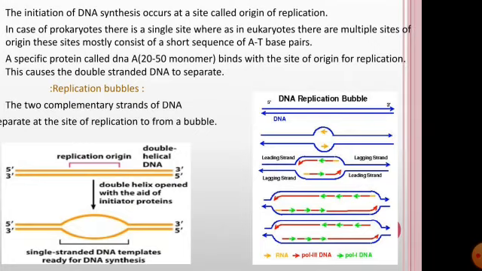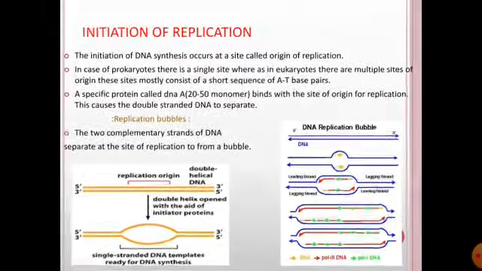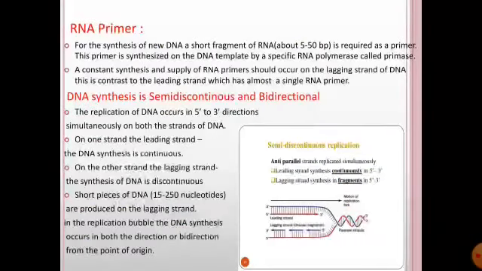Now, what are leading and lagging? Leading means the strand is synthesized continuously. Lagging means it is also synthesized, but not in a continuous manner. Okay. Then RNA molecules are formed with the help of DNA polymerase III, DNA polymerase I and II. For this synthesis process, there is a need for an RNA primer.